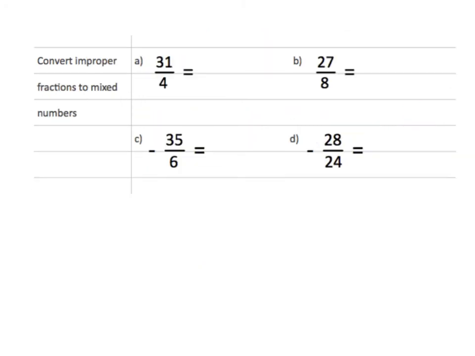Going the opposite way, you're just going to divide. So for letter A, I'm doing 31 divided by 4. How many 4s go into 31? 7 of them, which gives me 28. And that gives me 3 left over, so the remainder would go on top. Denominators stay the same. Do the second one.